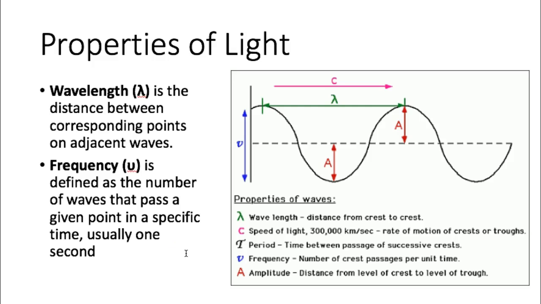This diagram also shows some other variables that you need to know. One is the amplitude. Amplitude is the distance from the midline to the bottom of the trough, or from the midline up to the top of the crest of the wave. And the speed of light, which is something we're going to talk about here in just a minute. So make sure you're familiar with these terms: wavelength, frequency, amplitude, and so forth.